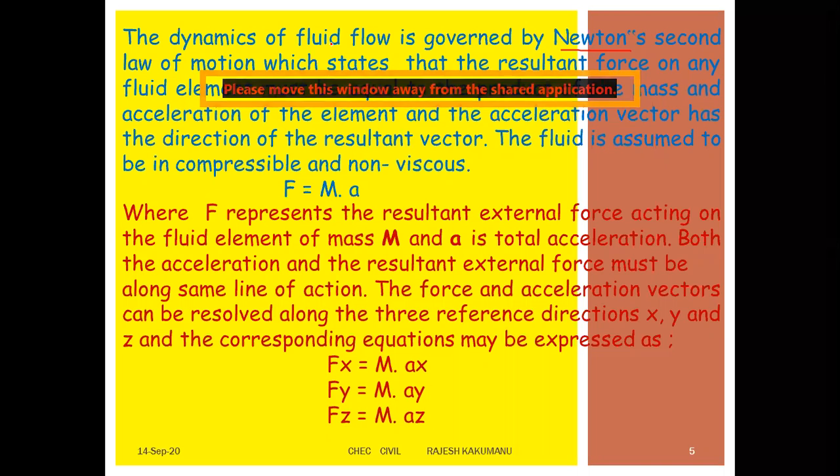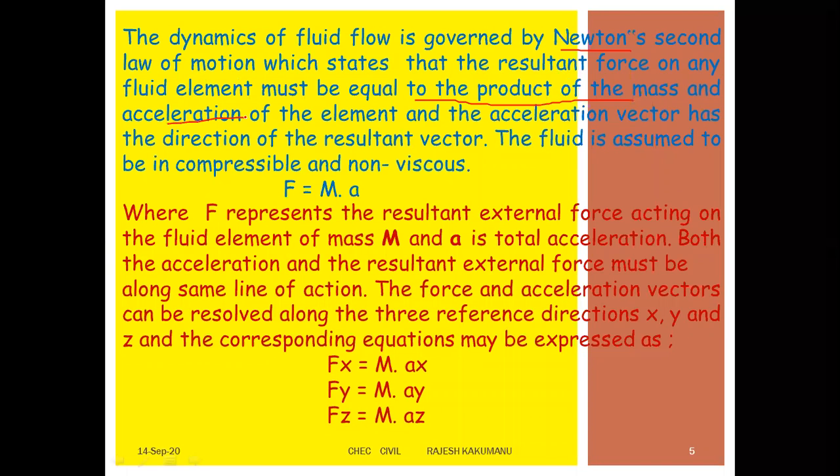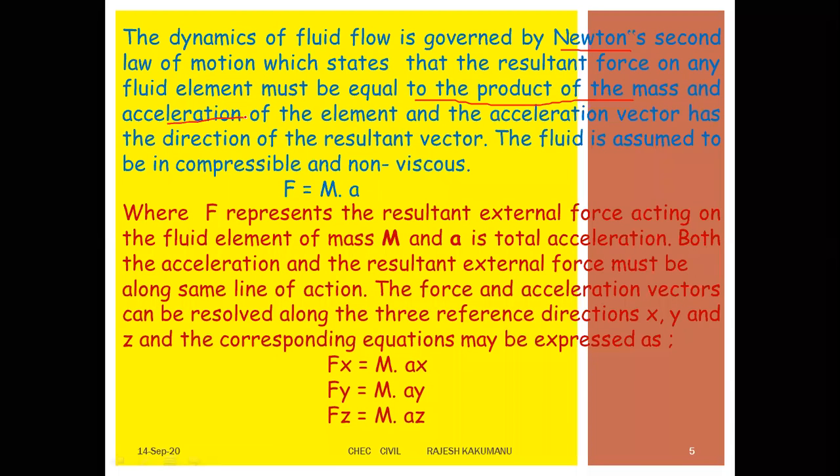on any fluid element must be equal to the product of the mass and acceleration. So it states that the resultant force R is equal to the product of the mass of the element and the acceleration, and the acceleration vector has the direction of the resultant vector. The fluid is assumed to be incompressible and non-viscous. Then what is F? F is equal to mass into acceleration.